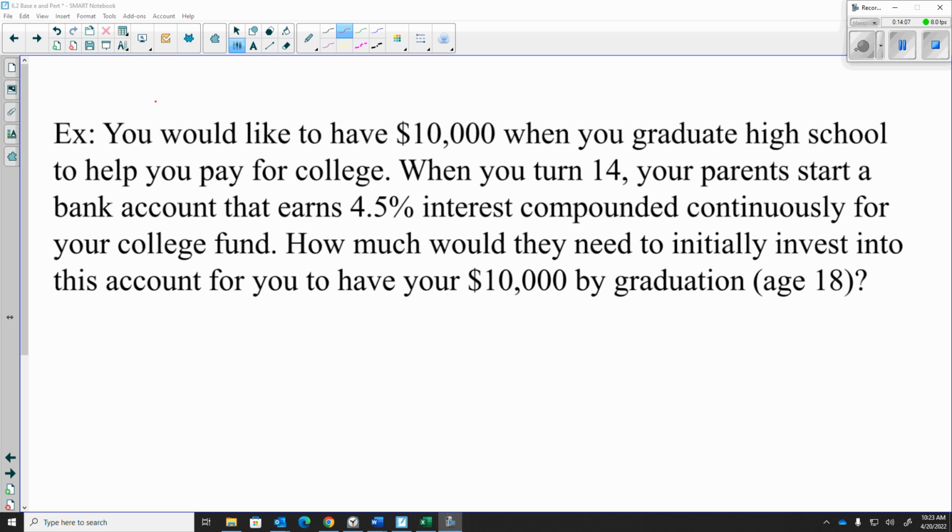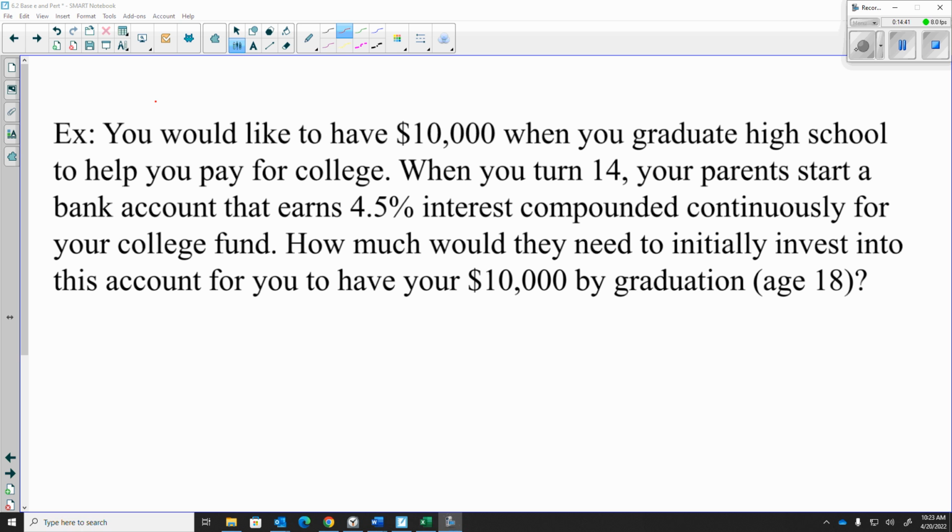We're done talking about me and my financial problems. Let's talk about you. You'd like to have $10,000 when you graduate high school to help you pay for college. $10,000 isn't going to go very far in paying for college. When you turn 14, your parents start a bank account that earns 4.5% interest compounded continuously for your college fund. How much would they need to initially invest into this account for you to have your 10 grand by graduation, age 18? Okay, so there's a lot going on here.